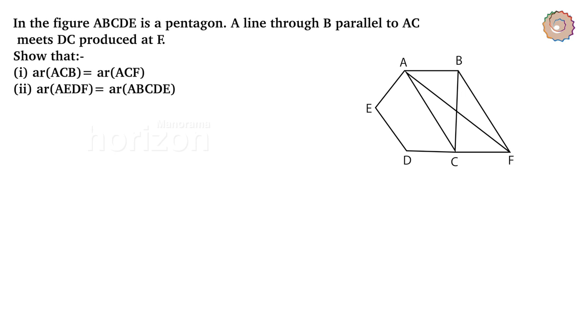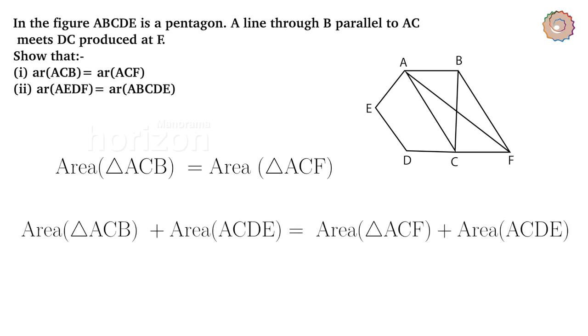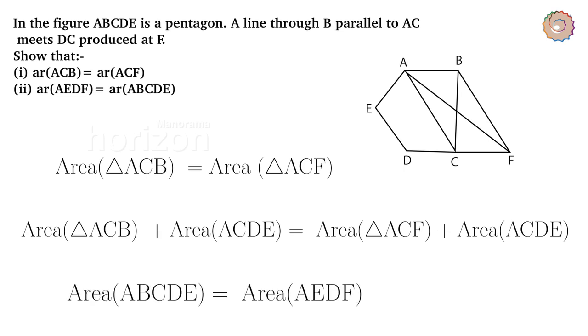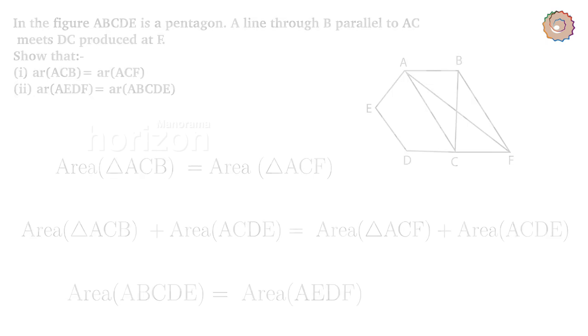Triangle ACB and triangle ACF lie on the same base AC and are between the same parallels AC and BF. It can be observed that area of triangle ACB is equal to the area of triangle ACF. Therefore, area of triangle ACB plus area of ACDE is equal to the area of triangle ACF plus area of ACDE. That is, area of ABCDE is equal to the area of AEDF.